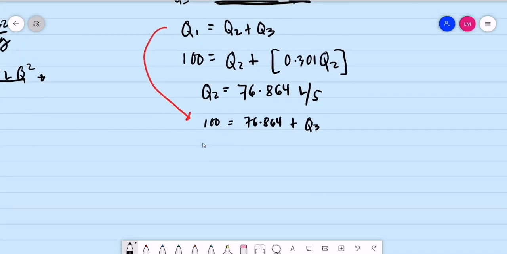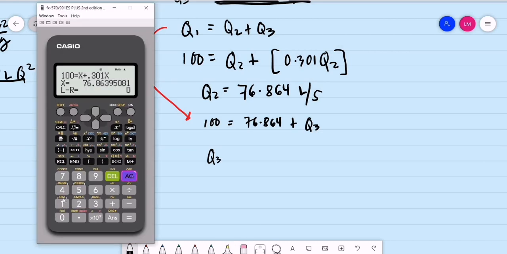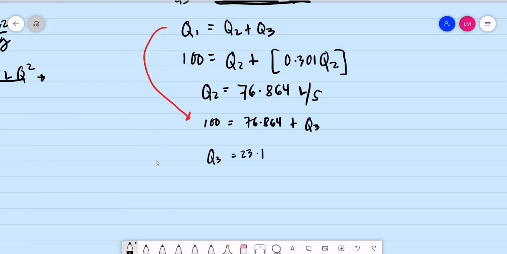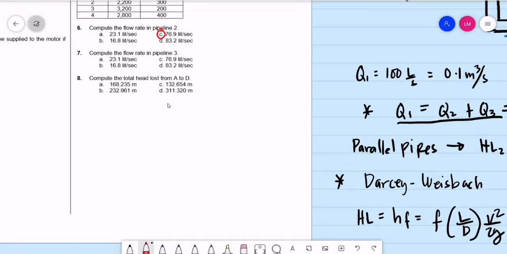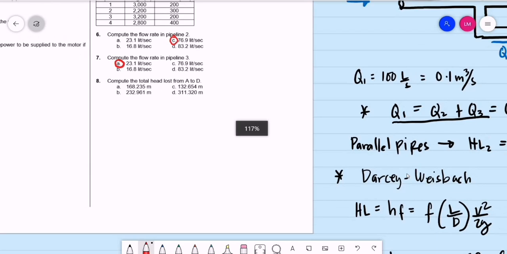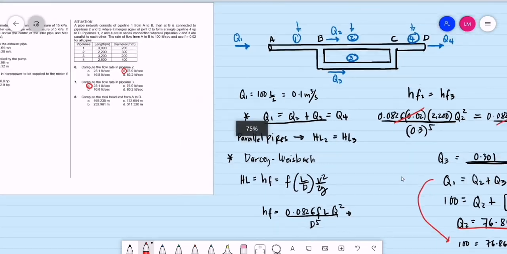So computing for the discharge in pipeline number 3, we have 100 minus 76.864, so we have 23.136 liters per second. So we have these values, Q2 and Q3. So let us check this value in our choices. Okay, problem number 7, 23.136, or we have that as letter A, rounded to 23.1. That will be our answer for problem number 7.